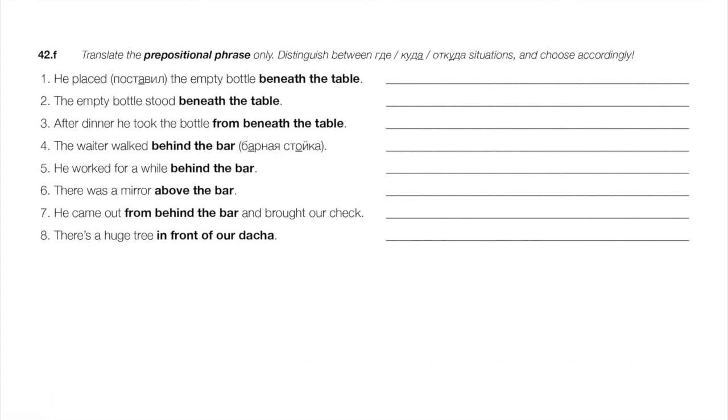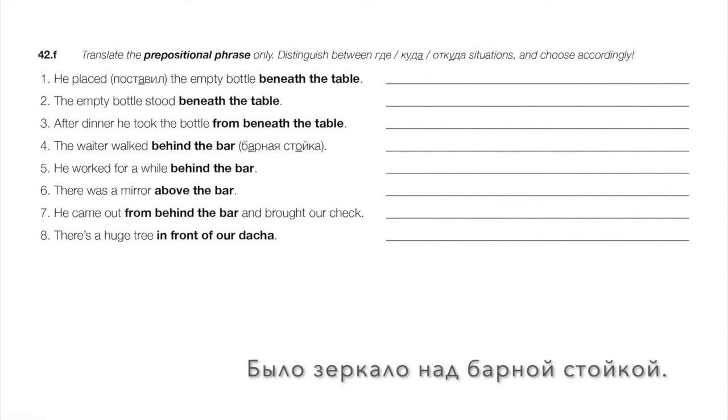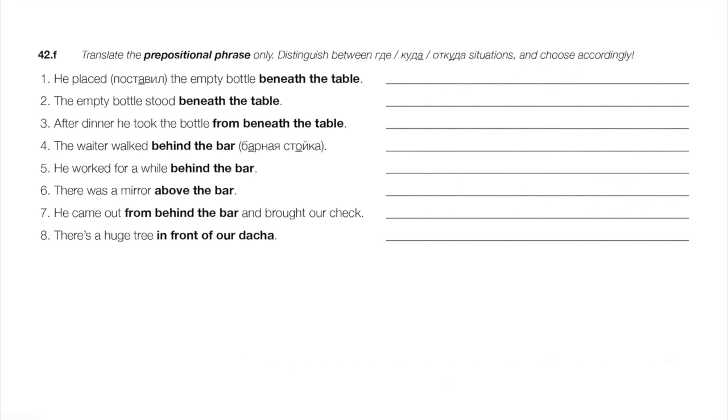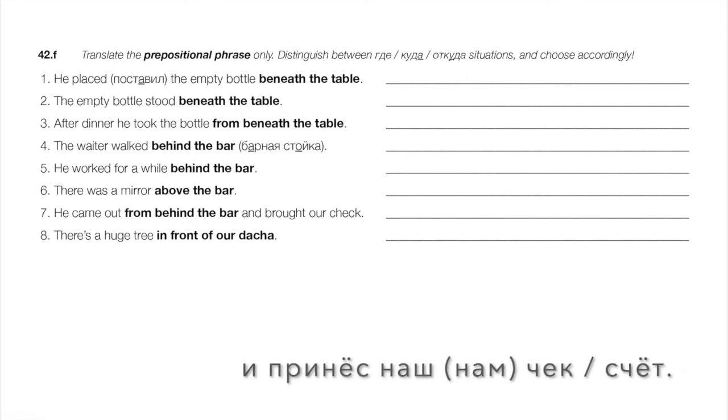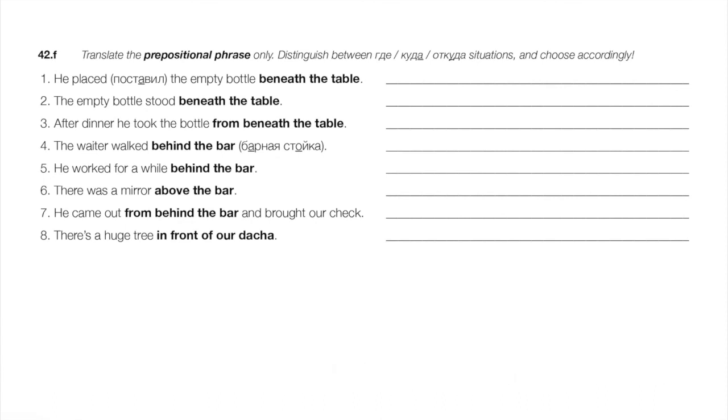Behind the bar. And let's say there was a mirror above the bar. Okay, that's going to be над plus the instrumental. Было зеркало, right? There was a mirror, над барной стойкой, above the bar. He came out from behind the bar. Okay, that's going to be one of those compound prepositions. Он вышел из-за барной стойки и принес наш чек, right? Or наш счет. Number 8, there's a huge tree in front of our dacha. Okay, перед нашей дачей есть огромное дерево.